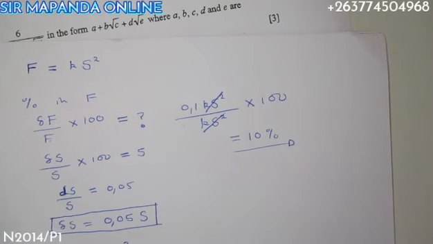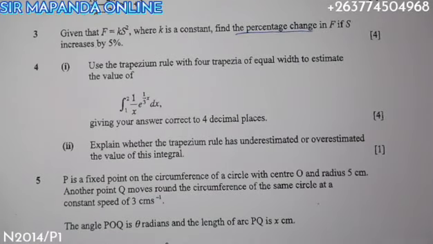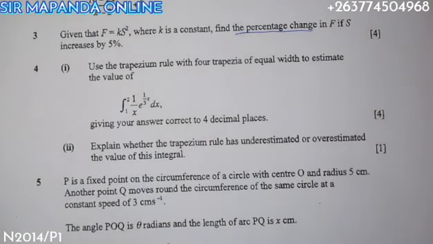So let us move on to question number 4. Right, question number 4 reads, use the trapezium rule with the 4 trapezia of equal width. So trapezia of equal width, they are referring to intervals or stripes, right? To estimate the value of integral of 1 over x e to the power of 1/3 of x, giving your answer to 4 decimal places, 4 marks.